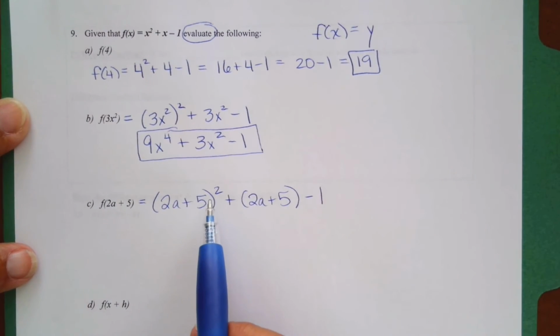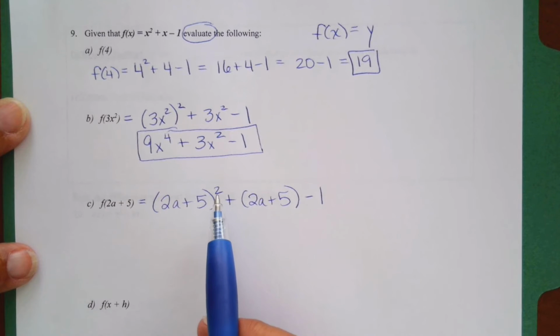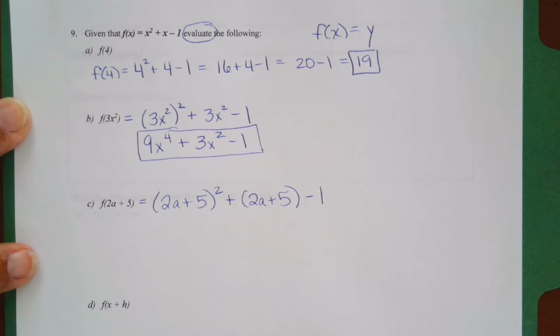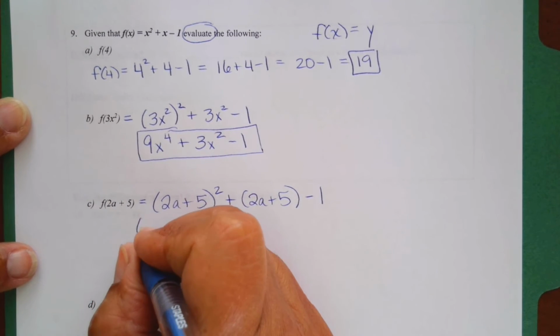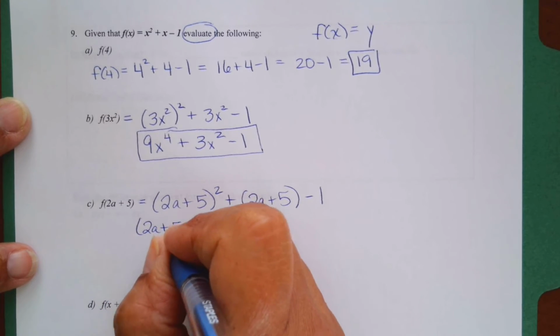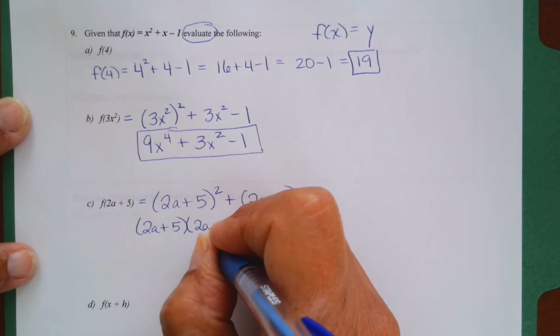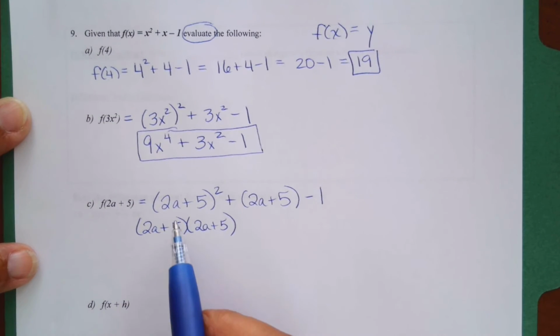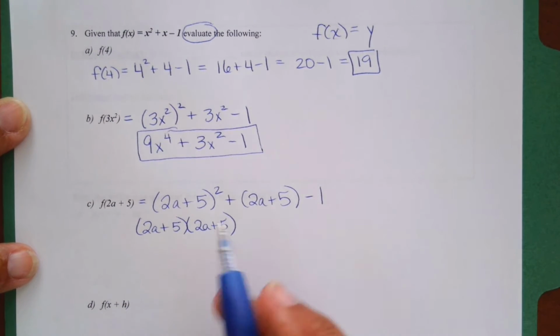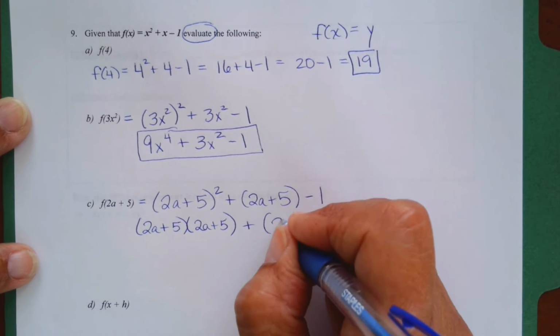All right, so we're going to have to FOIL this out. 2a plus 5 squared means 2a plus 5 times 2a plus 5. So I'm going to write that here. I won't do this a lot, but since we're just starting, that's what squared means. 2a plus 5 times 2a plus 5. I'm going to leave the rest alone for a minute.